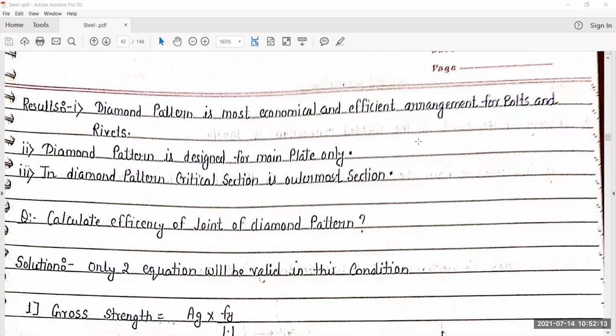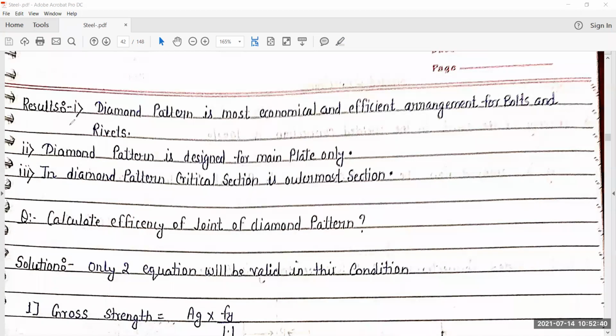Then the result you are getting is that the diamond pattern is the most economical and efficient arrangement for both. Okay, both. Then diamond pattern is designed for main plate only. In diamond pattern, the critical section is the outermost section. The calculate efficiency question, you are getting the two results.